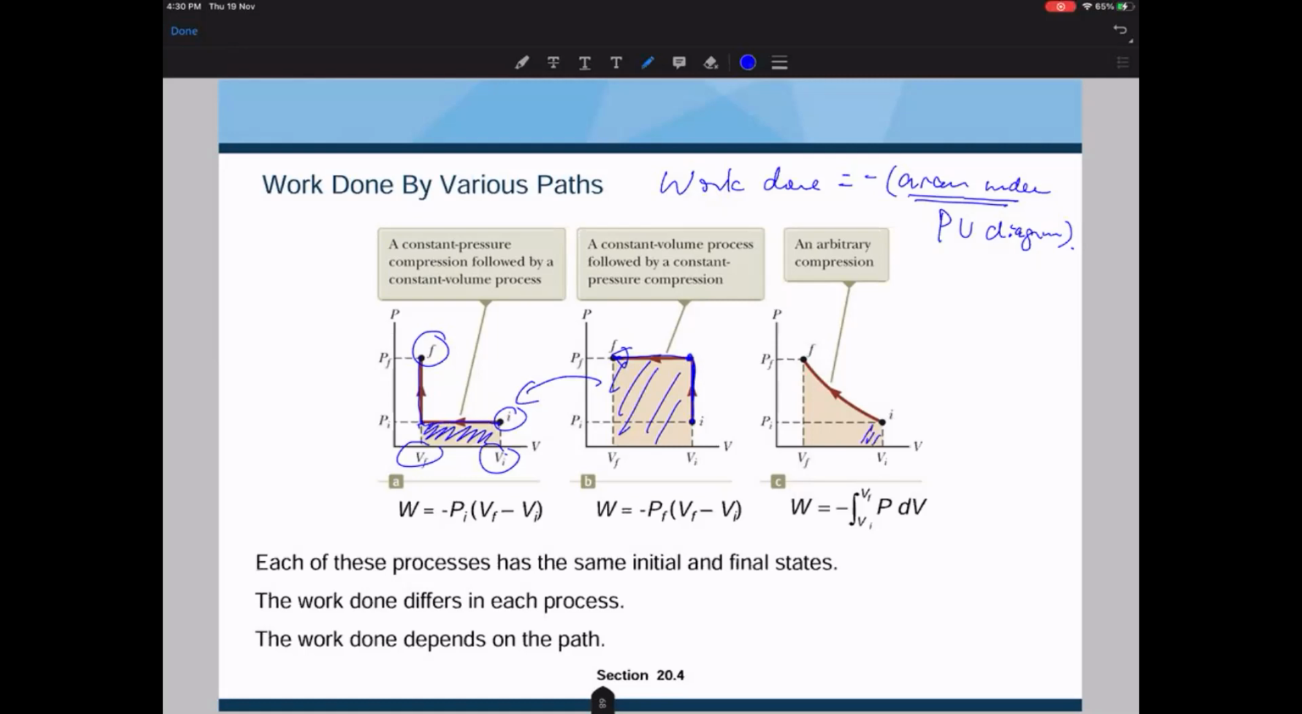Finally, here you have the process that would take some middle approach, if you like. So the work done in this case has to be calculated by integration. But as you will see, it depends on the path to decide what is the value of the work done. So that is the idea.